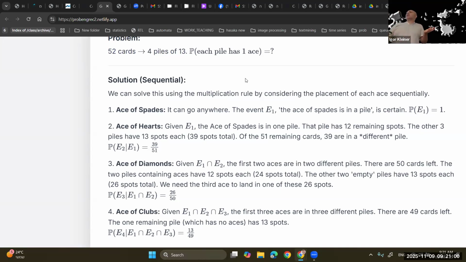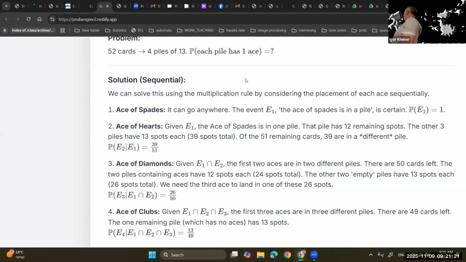But why do we need it? Yes, what does it say? So the probability of E1 is 1. It's not so interesting. Now let's define E2.